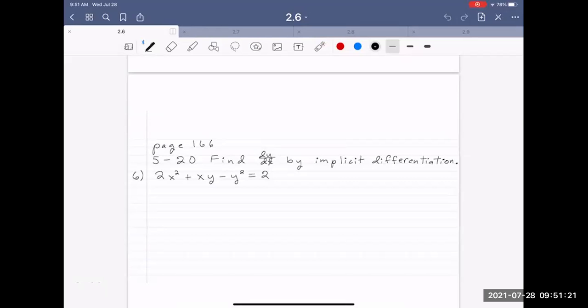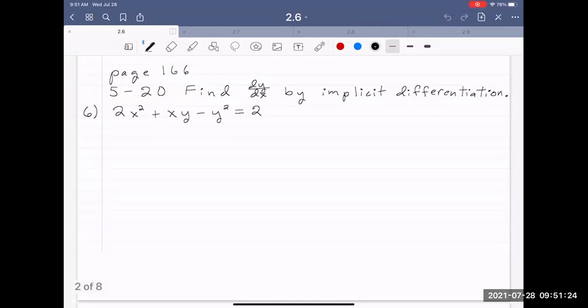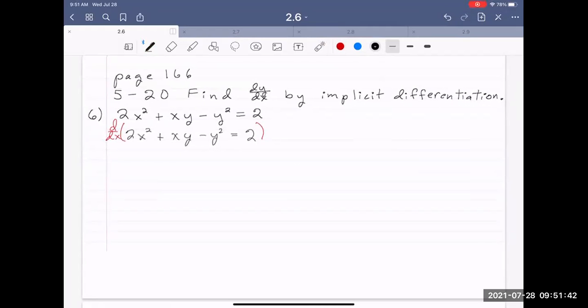Okay, so I have here that 2x squared plus xy minus y squared is equal to 2. Let me take the derivative of both sides of my equation. And so the derivative of 2x squared is just 4x. Assume that y is some function of x. I don't know what function of x it is, but it's some function of x.